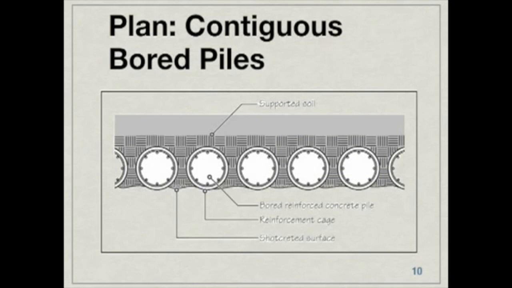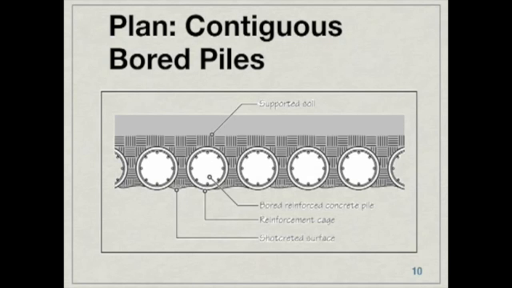Now, in some situations, you're going to have an excavation that is so close to an adjacent building that you can't even use a tieback. In this case, what you're going to use is closely spaced, reinforced concrete piles. These are called Contiguous Bored Piles, or CBPs.